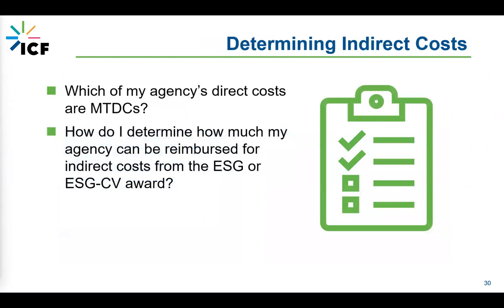Okay, so before we wrap up here, which of my agency's direct costs are in MTDCs? And second, how do I determine how much my agency can be reimbursed for indirect costs from the ESG or ESG-CV awards?